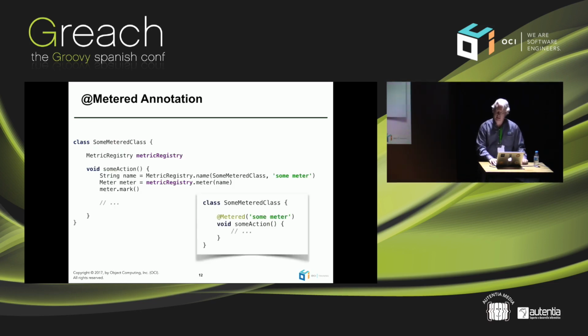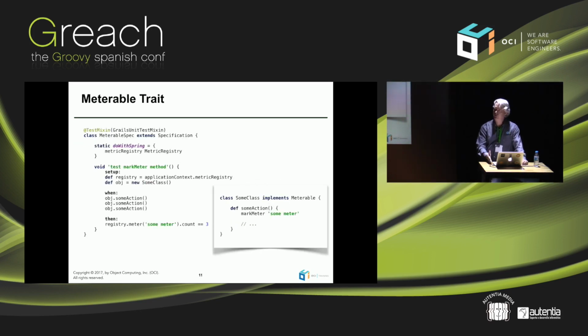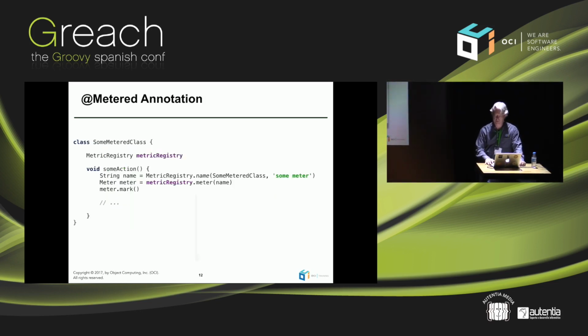One reason you might use the trait over an annotation is the annotation is a convenient way to meter a method. So you're metering at the method level. It might be the case that you want to do more fine-grained metering than that. So you want to mark a meter at the top of the method, and you're going to do some stuff, and then mark another meter, and do some stuff, and mark another meter. And the annotation, you can't do that with the annotation, right? The annotation is just metering the whole method.